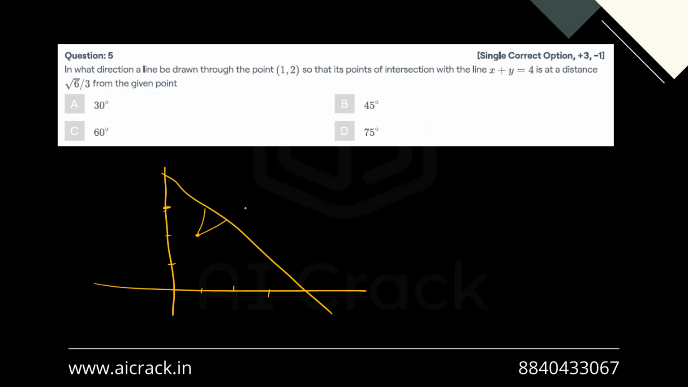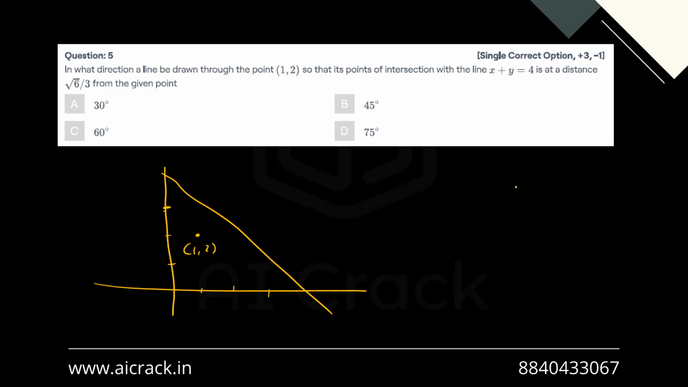Now the standard method would be taking (α, 4 − α) on this line, because x + y = 4, and this is (1, 2), and you can equate the distance to √6/3 by the distance formula. That's the very basic approach which anyone can think of. But the problem over here is you'll get a very complicated value of α, and you might not be able to calculate the angle directly from that value. So the better way to do it is to use the parametric form.